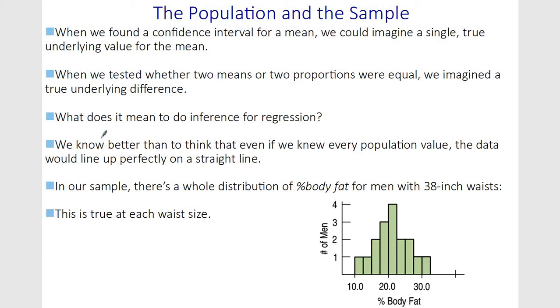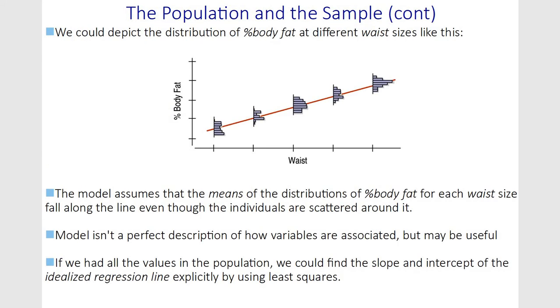This is when we break it down into smaller pieces. We know better than to think that even if we knew every population value, the data would line up perfectly on a straight line, right? So in our sample, for just the 38-inch waist, here's our distribution of percentage of body fat. Now we're going to do that at each waist size. When we do that, we get a distribution like this. You have individual distributions at different waist sizes, and then you draw a line through the means. So it assumes the means of the distribution of body fat for each waist size lie on a line. The model isn't perfect, just like everything. It's never perfect, but it might be useful.